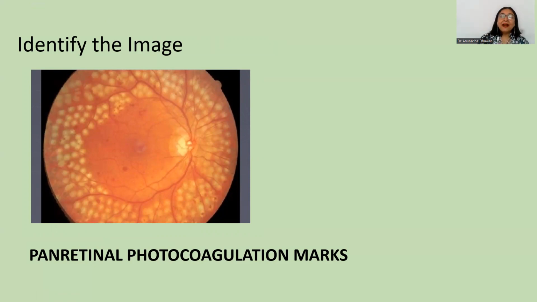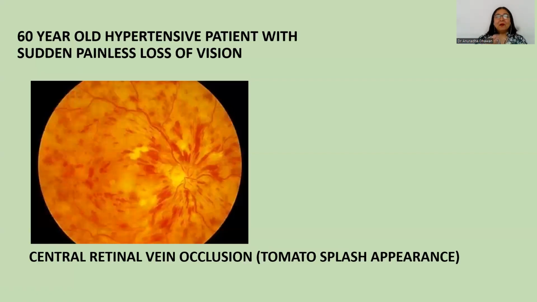Which kind of laser marks? Pan-retinal photocoagulation marks. Pan-retinal, that is all over the retina except for the central area. And I'm sure all of you know that pan-retinal photocoagulation is done whenever there is neovascularization on the retina, for example, in proliferative diabetic retinopathy. So if you see this kind of picture, please remember it is pan-retinal photocoagulation marks. Moving on to another picture with a case scenario.